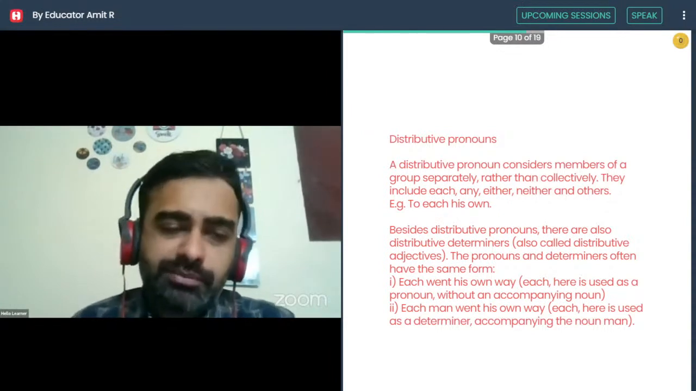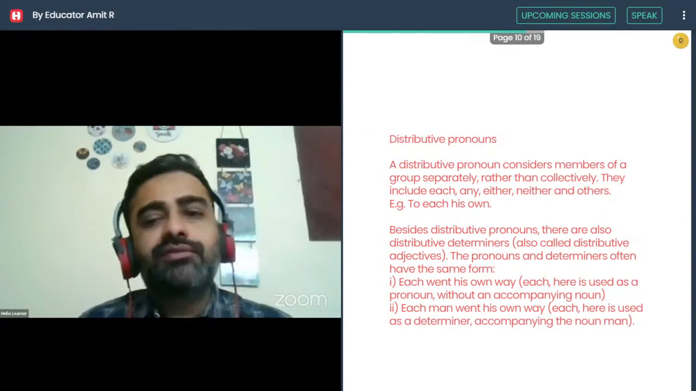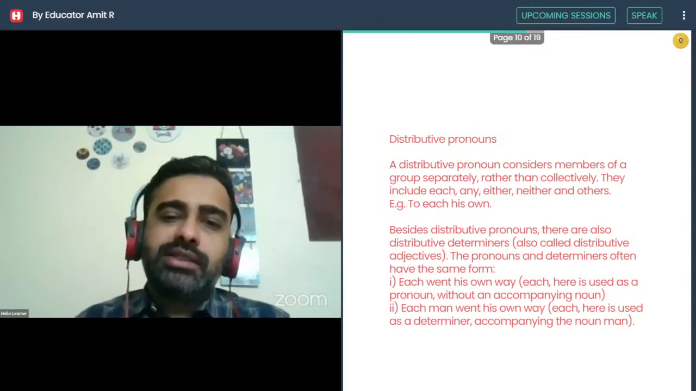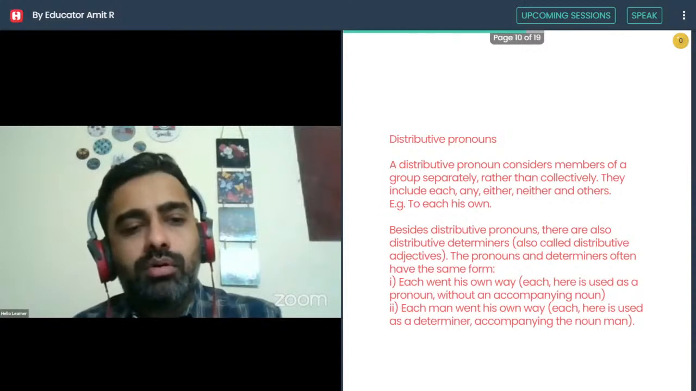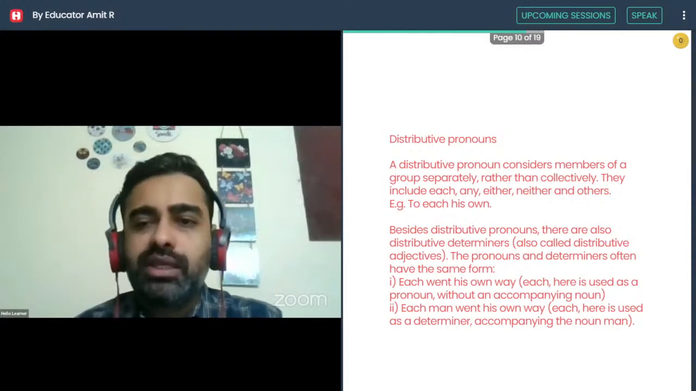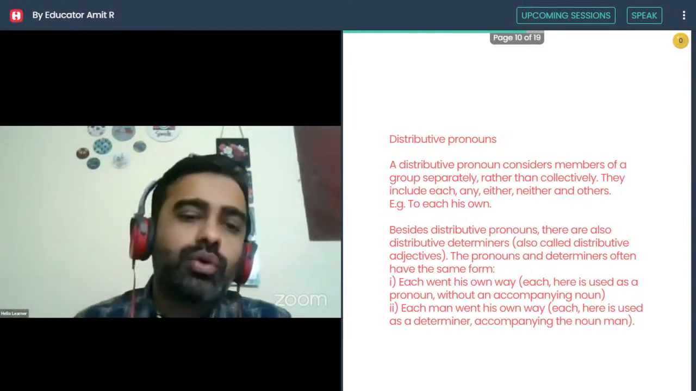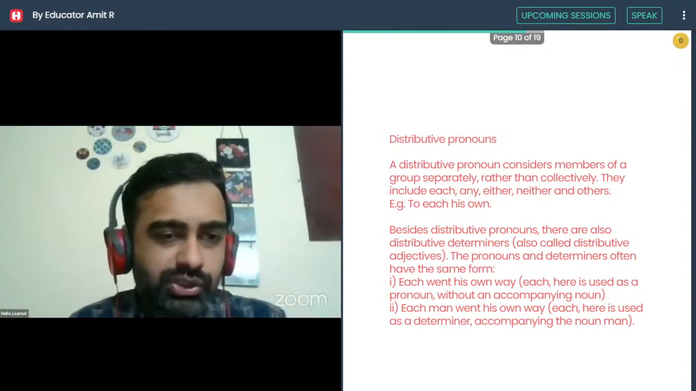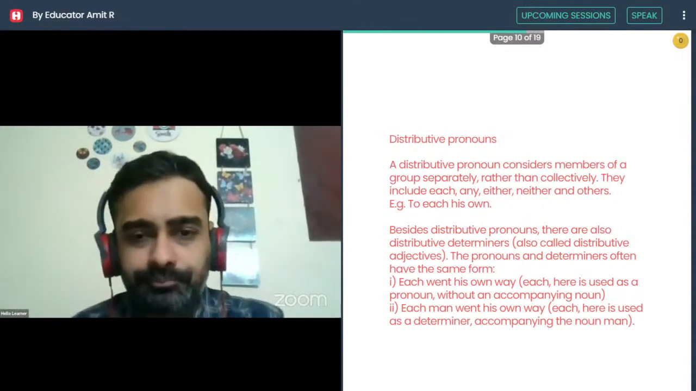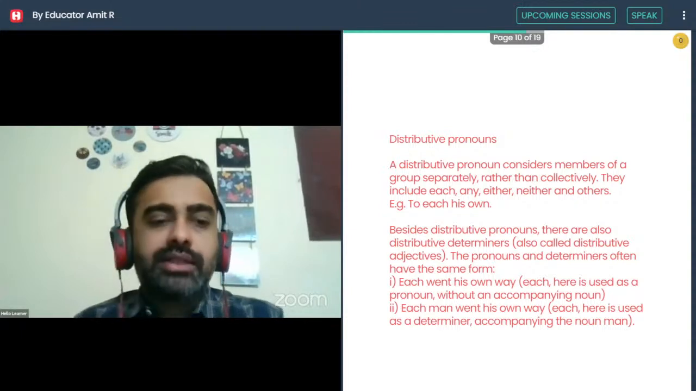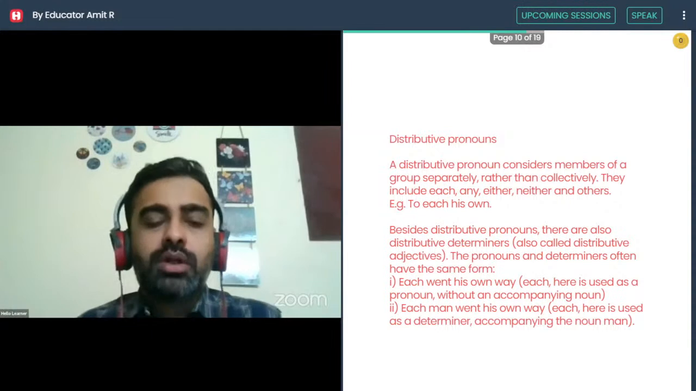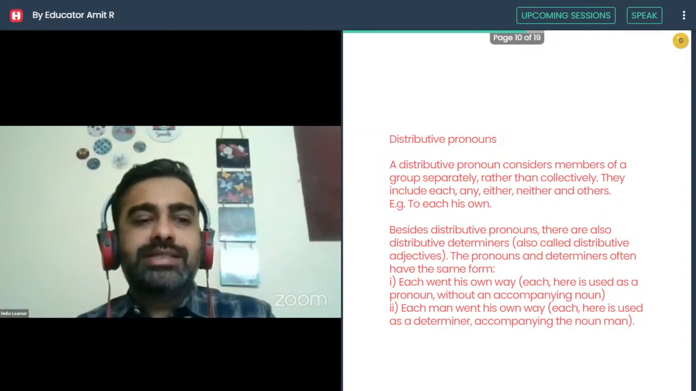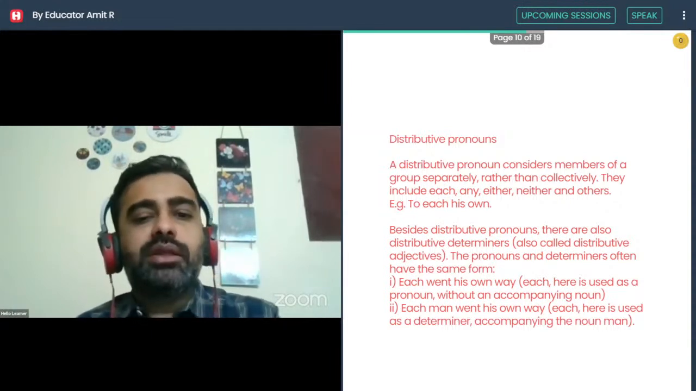So the difference between the first and the second sentence is, in the first sentence, I repeat, if there is a group of 10 people and I said each went his own way, it means I don't need any noun because I know I'm talking about those 10 people, and those 10 people individually went somewhere. In the second one, each man went his own way, if the speaker says that, then here each is used as a determiner accompanying the noun man.